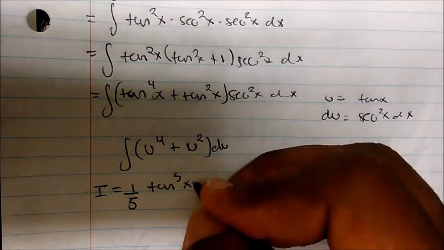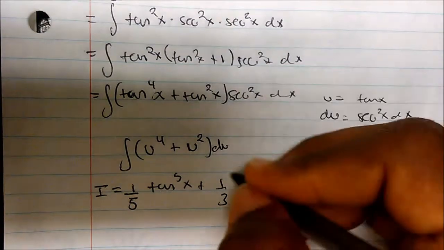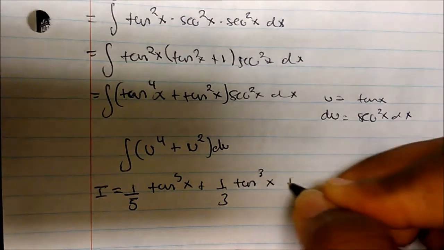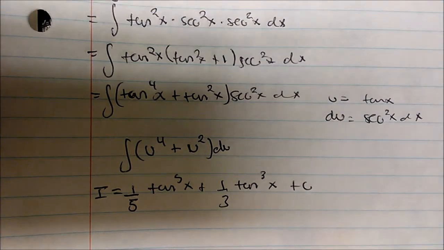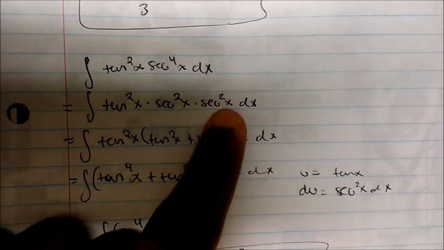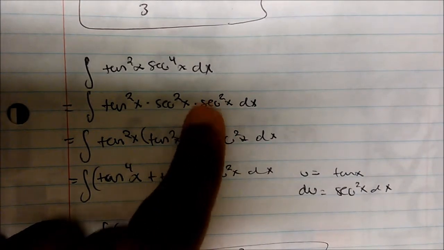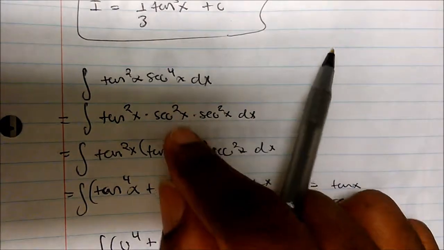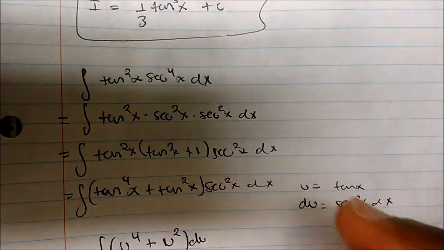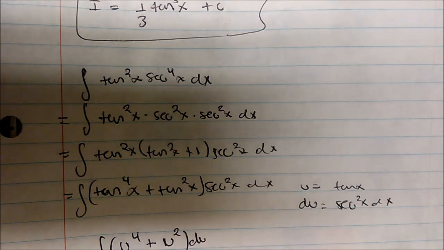Plus 1/3 tangent cubed of x plus c. And this will be my integral. So again, notice that this requires an extra step, but the idea stays the same. For this one, it was straightforward. For this one, we had to split the secant squared of x, using one as the identity and keeping one out to stay as my derivative. And so that's the general idea behind when both powers are even.